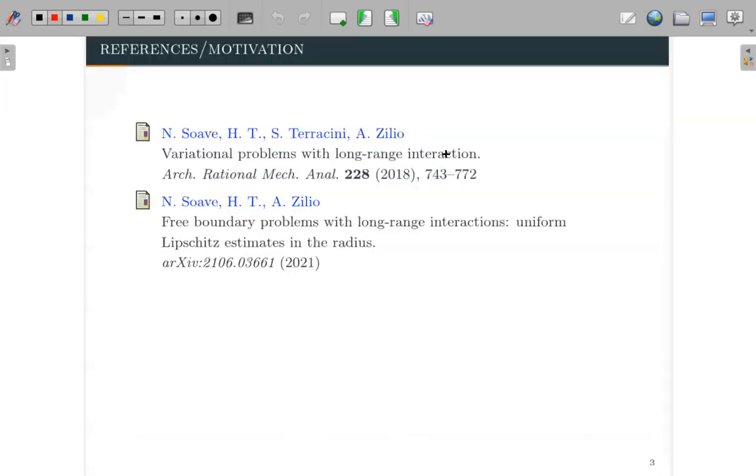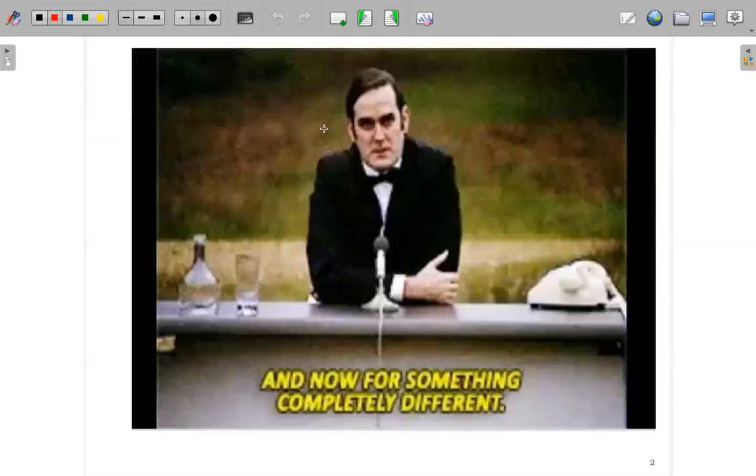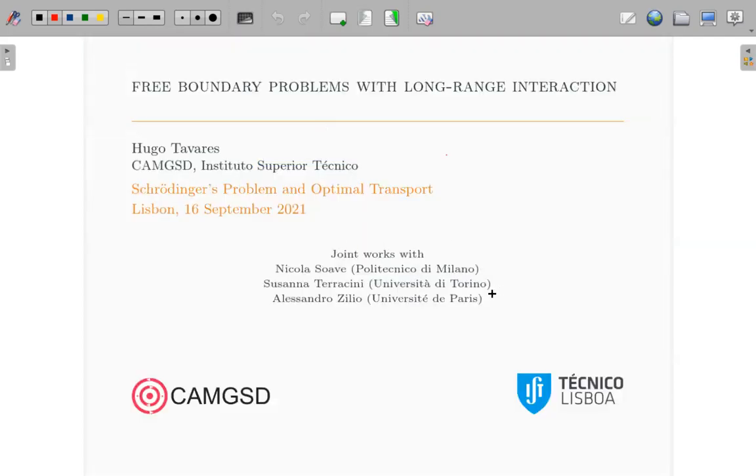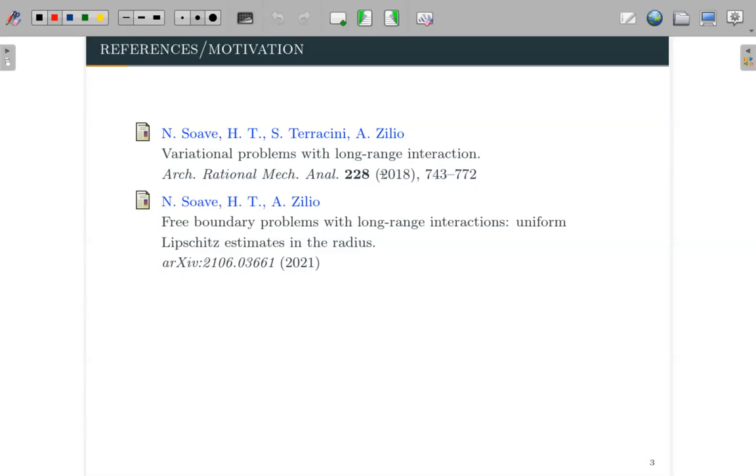Okay. So this will be a joint project. It's part of a long program which slowly is moving forward. Together with, at the beginning with Susanna Terracini from Torino, like me maybe, and then Alessandro Zilio, who is now at the Université de Paris, and Nicolas Soave, maybe some of you know him, from Milano. Okay, so this is based on these two papers, one from 2018 and this one which was submitted before the summer.